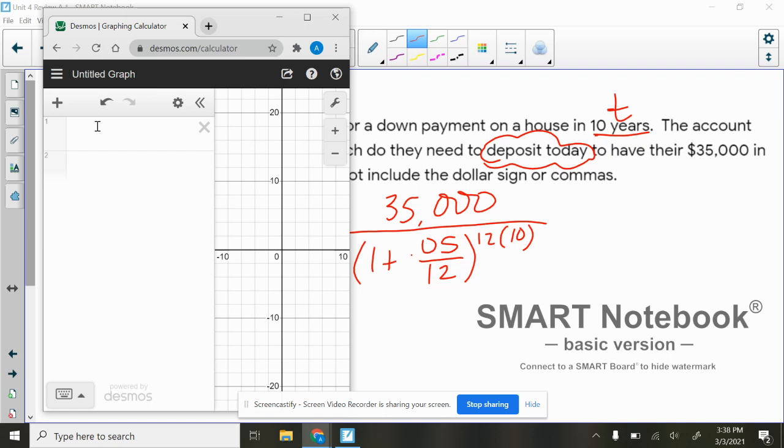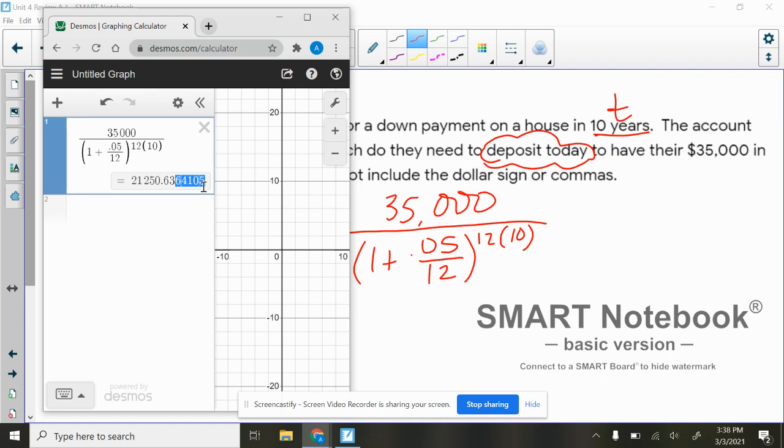Go into Desmos for that because we definitely do not want to calculate that by hand. 35,000 divided by the parentheses 1 plus 0.05 over 12, raising that to the 12 times 10. So if they want to have $35,000 in 10 years, this is the amount they're going to need to deposit. And because it's dollars, we are going to round to two decimal places, okay?